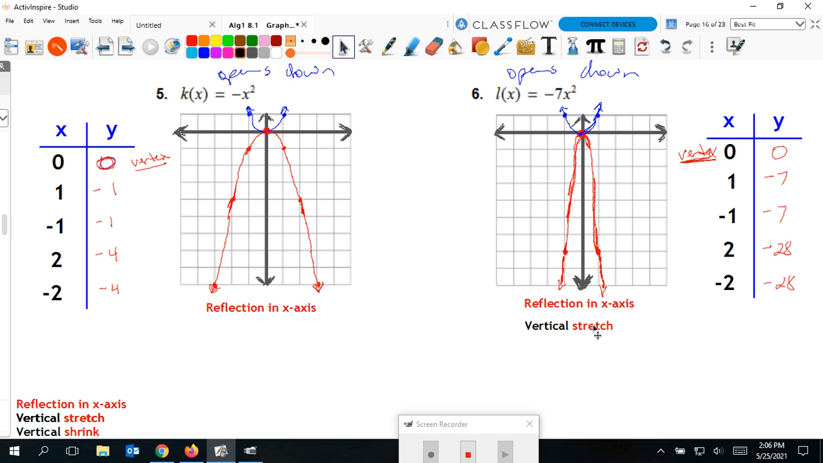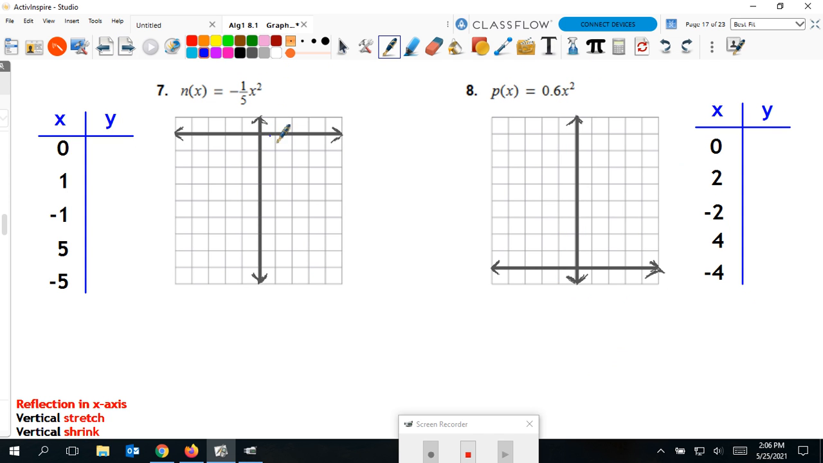And what is it stretching by? It is stretching by a factor of the A number, which is 7, by a factor of 7. Now we won't say negative 7. The negative sign is the reflection part. The number is the vertical stretch by that number 7, even though it's opening down. All right, moving on to our next two.